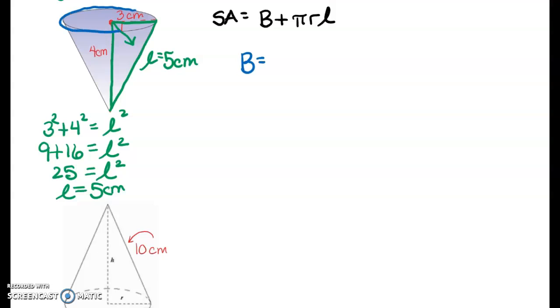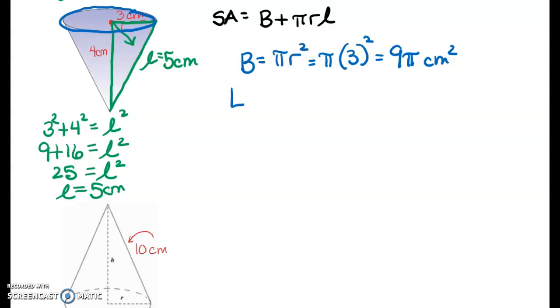This is my base up here. The area of a circle is pi r squared. And I know that r is 3 centimeters, so be careful not to use the diameter. Make sure that you use the radius. So pi times 3 squared is 9 pi centimeters squared.